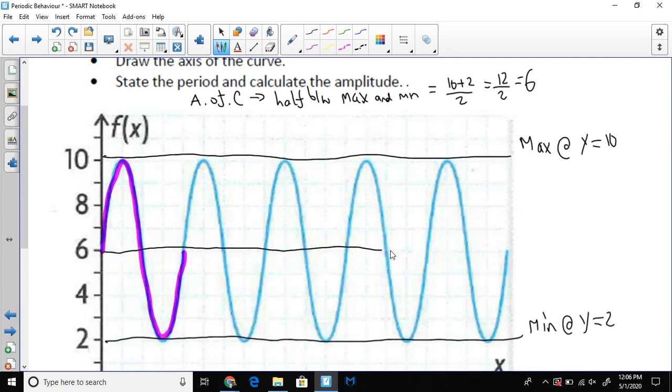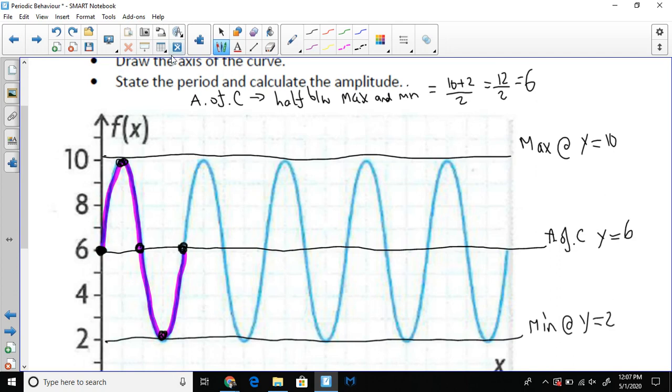And that makes sense because if you look, where does sine start? Sine starts right there. And in terms of my key points, I have a key point here, a key point there, a key point there, a key point there, and a key point there. Okay? So my axis of the curve is the line y equals 6.